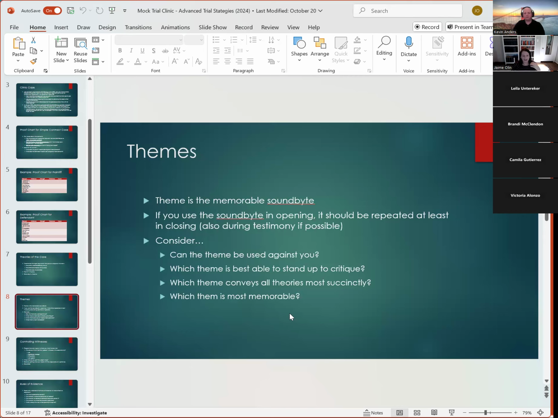And so some of the things to think about are, can the theme be used against you? And we talked about that a minute ago. Which theme is best able to stand up to critique? Which of them conveys all the theories most succinctly, and which of them is most memorable? So when your team is dissecting the case and starting to really brainstorm about, okay, what kind of themes do we want here? These are all really good questions to ask as you're working through that.